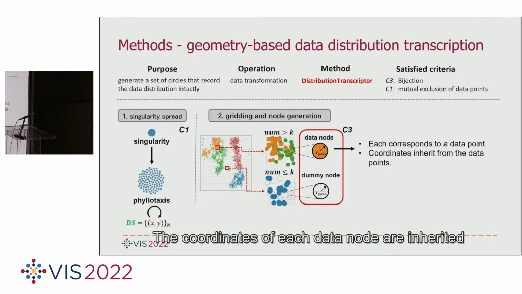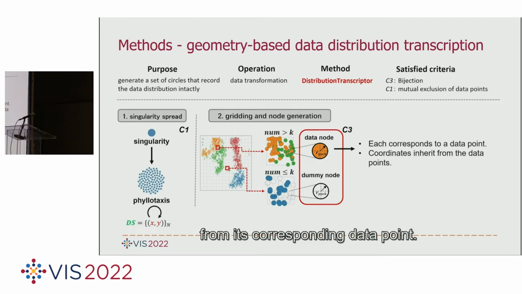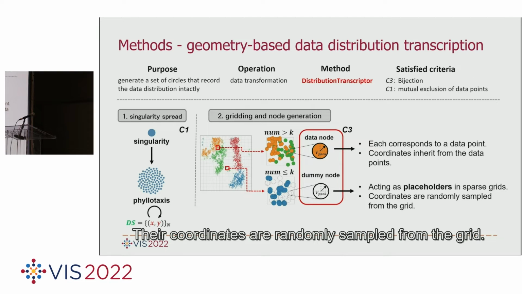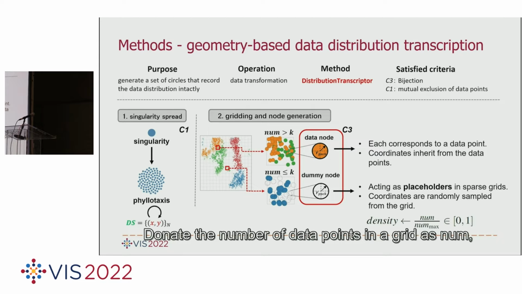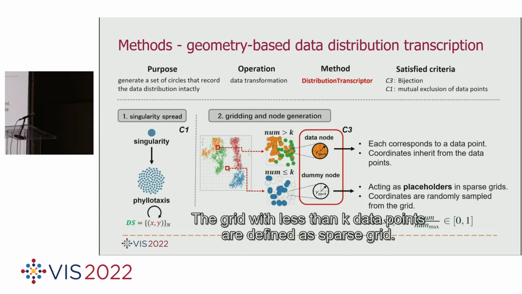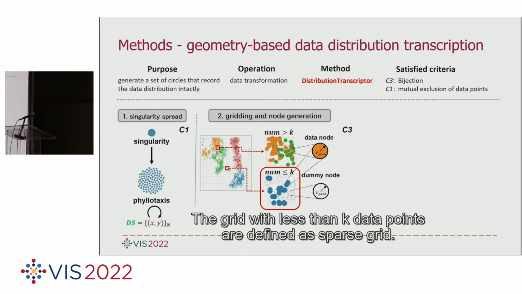The coordinates of each data node are inherited from its corresponding data point. Dummy nodes only act as placeholders in sparse grids. Their coordinates are randomly sampled from the grid. Denote the number of data points in a grid as num. We assigned each node with a density attribute, which is equal to the ratio of num to its global maximum. The grids with less than k data points are defined as sparse grids.